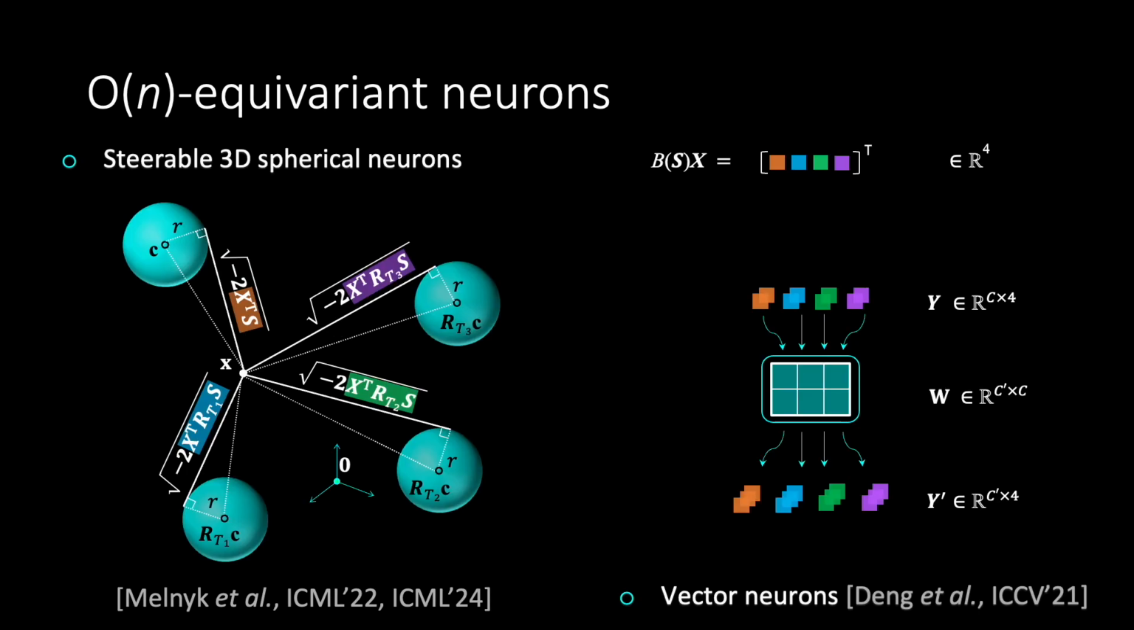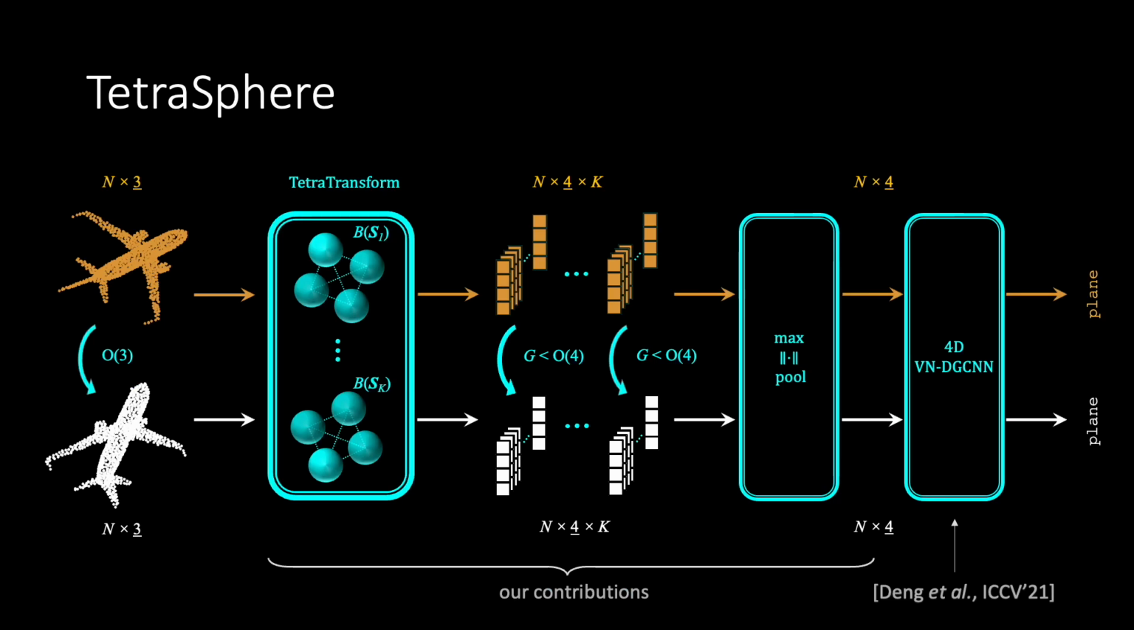In the current paper, we further demonstrate the utility of the steerable 3D spherical neurons by using them as the key element of our O3 invariant model. We propose to use them in combination with vector neurons. In the proposed TetraSphere, the input point cloud first propagates through the O3 equivariant TetraTransform layer, consisting of k steerable 3D spherical neurons, that lifts the input 3D points to equivariant 4D representations.